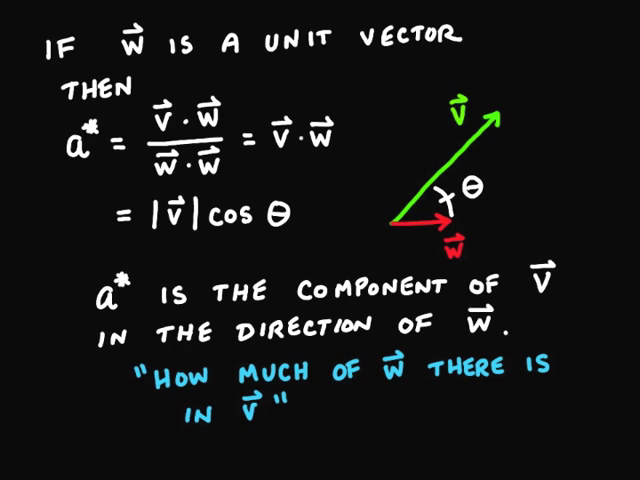But since W is a unit vector, W dot W is equal to 1, and so A star is just V dot W. Now we know that when we take the dot product between two vectors, and one is a unit vector, that's equal to the magnitude of vector V multiplied by the cosine of the angle between V and W. So in this case, it gives us a geometric interpretation of what A star is. A star is what we call the component of V in the direction of W. Or we can say it's how much of W there is in V. You might have heard of this referred to as projecting V onto W.